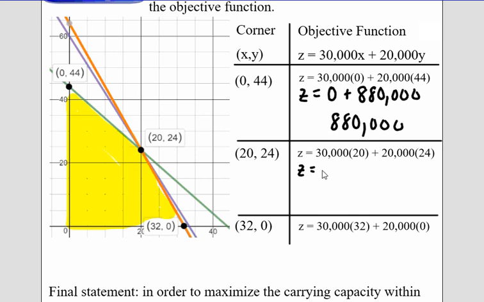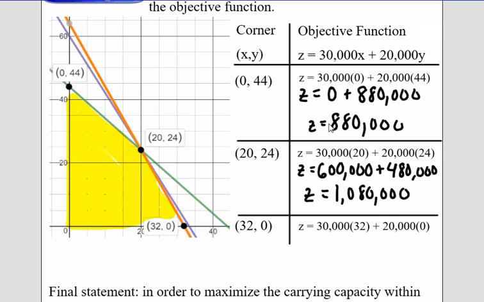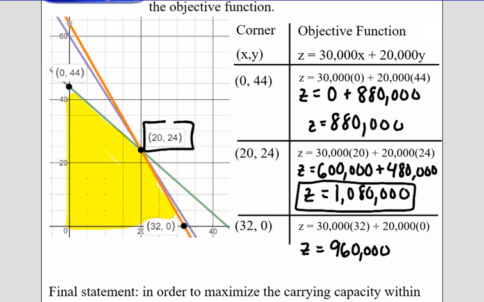Second one, 20 times 30, that's going to be 600,000. That one's easy enough to do. Plus then 24 times 20,000, that's going to be 480,000, which would be, when I add those two together, 1,080,000 cubic feet. And then the last one, 32 times 30 would be 960, and then plus the 0, so 960,000. So the one that gives me as much cargo capacity as possible is going to be this one. So the combination that I should use is 20, 24.